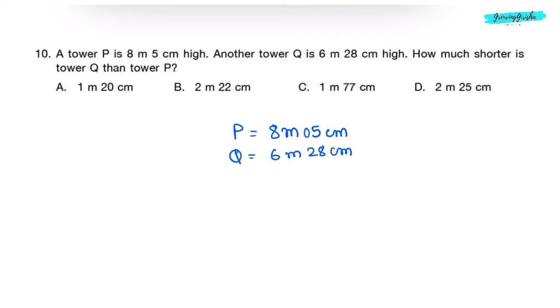If there is nothing, we can add 0 here. 15 minus 8, 7. We'll make this 9. 9, 8, 7. Now, since we carry forward it, it will become 7. 7 minus 6, 1. 1 meter, 77 centimeter. Correct answer is option C.